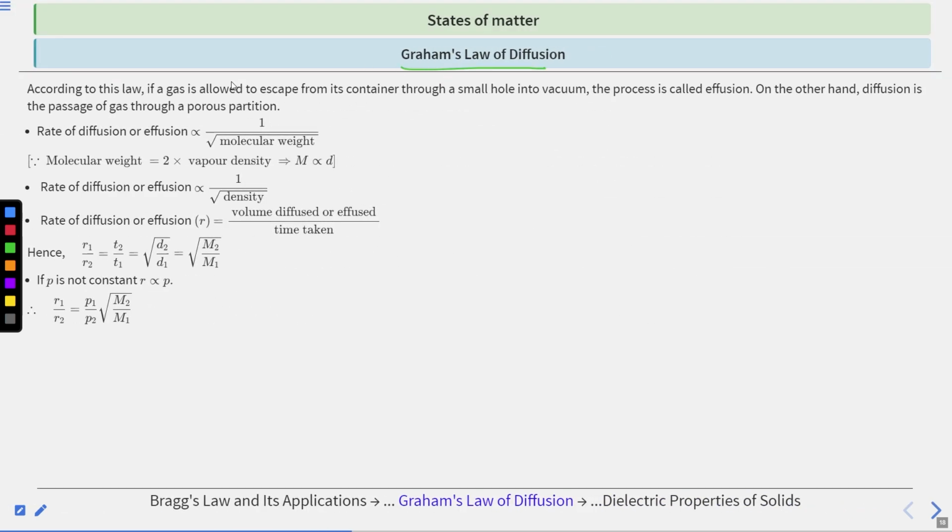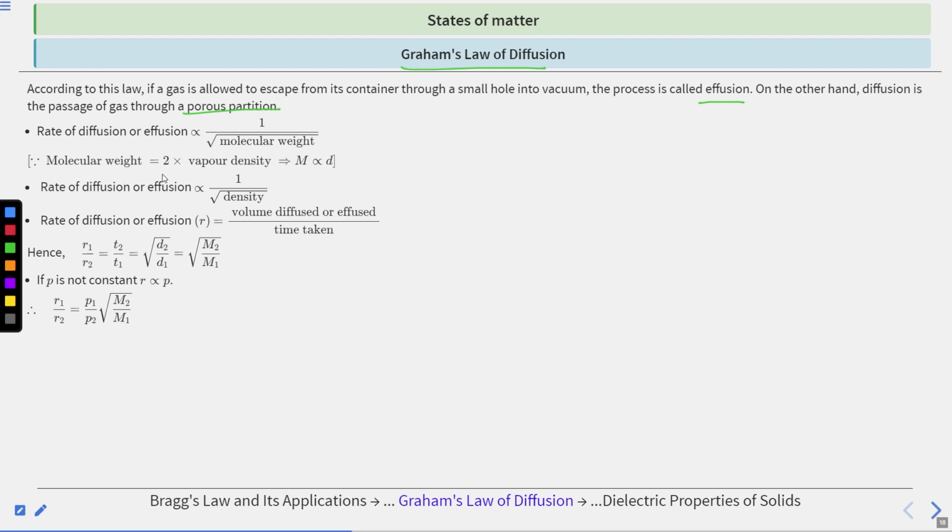Graham's law of diffusion. According to the law, if a gas is allowed to escape from its container through a small hole into vacuum, the process is called effusion. On the other hand, diffusion is the passage of gas through a porous partition. So the rate of diffusion or effusion is inversely proportional to the square root of molecular weight.